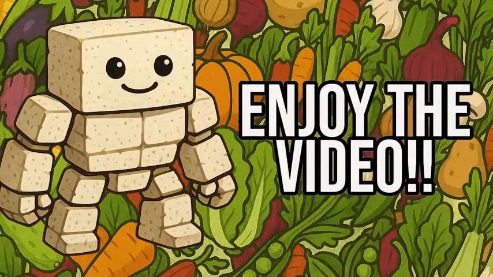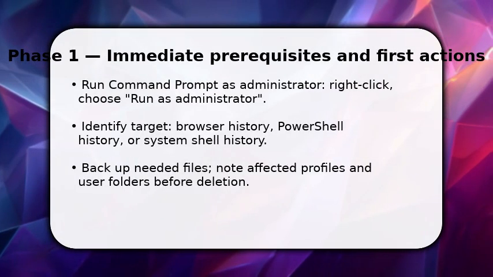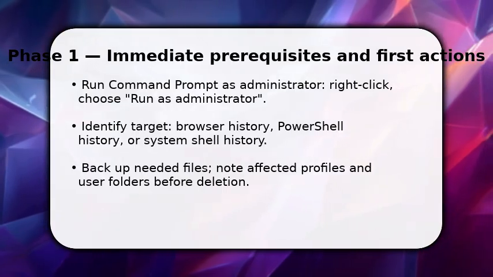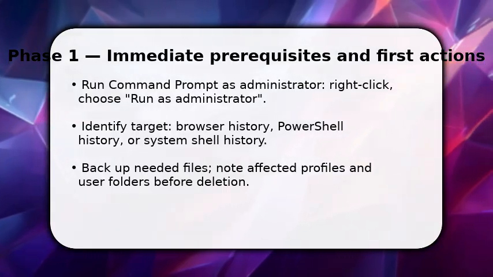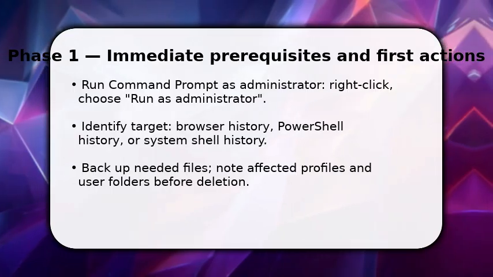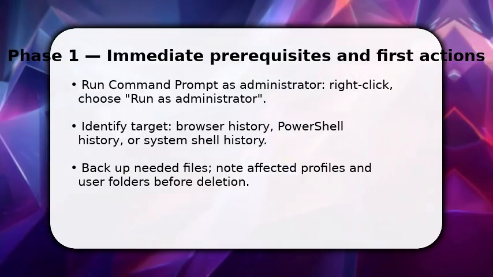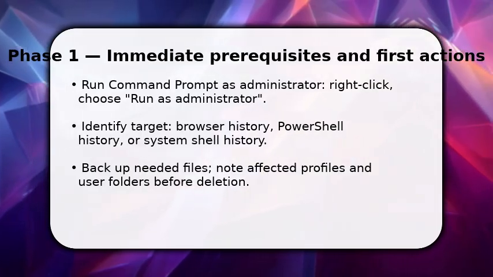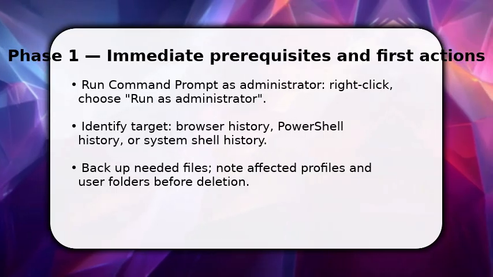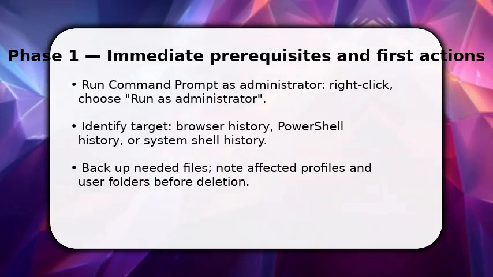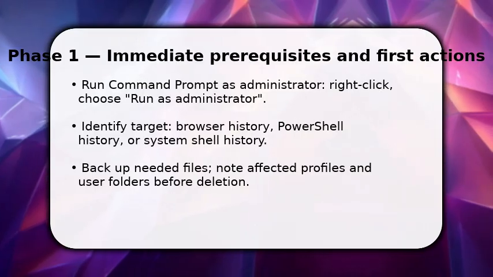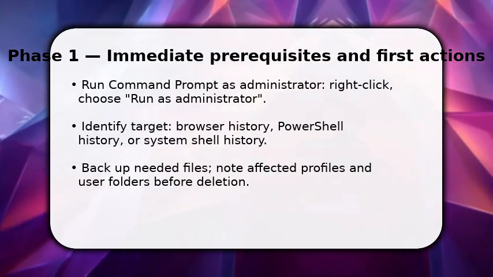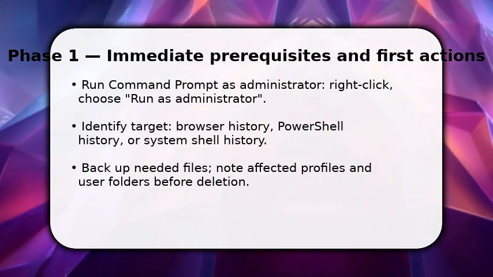Please enjoy the video. You start by opening an elevated command prompt so you have permission to delete protected files. This matters because without admin, some files won't remove. Once done, identify which history you need to clear: browser cache, PowerShell console history, CMD session files, or Windows event logs, and note the user profile path. Make sure to back up anything important first, otherwise deletion is permanent.